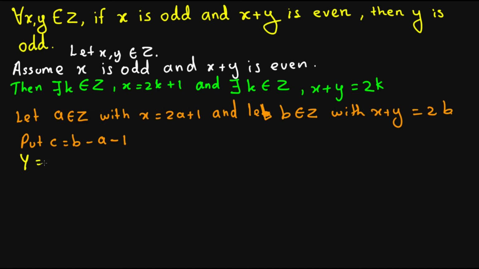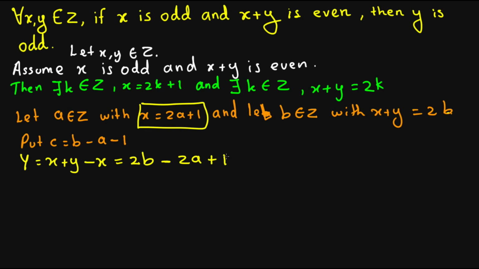Then y is equal to x plus y minus x, and x plus y, as we mentioned here, is equal to 2b. Here we wrote the equation for y, because if you subtract x from x plus y, you will get y, right? That's why we wrote this. Now x plus y is equal to 2b, that's why I put it right here, and x is equal to 2a plus 1. So I subtract 2a plus 1 from this.